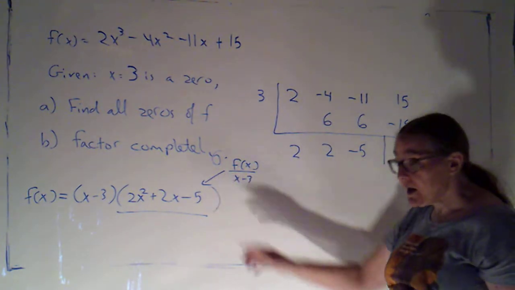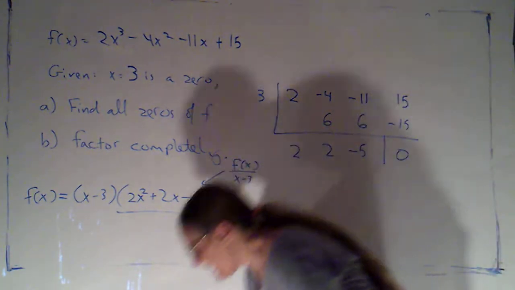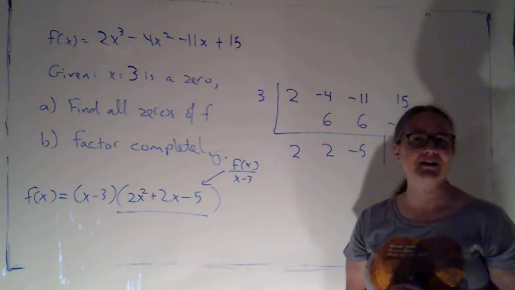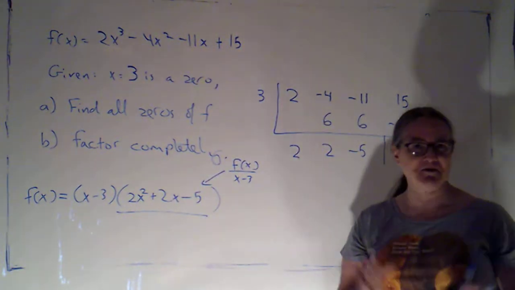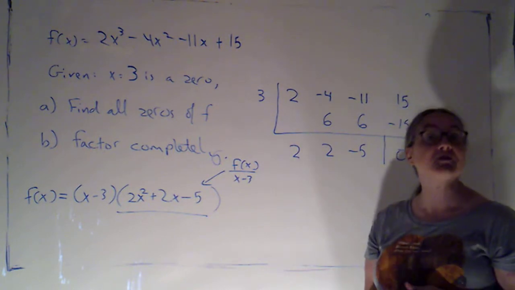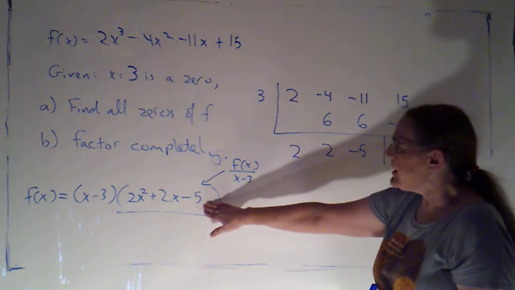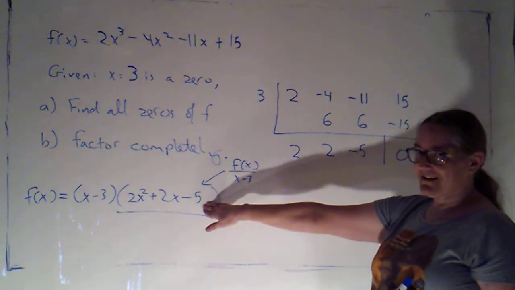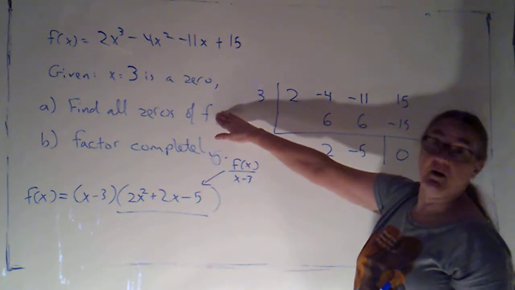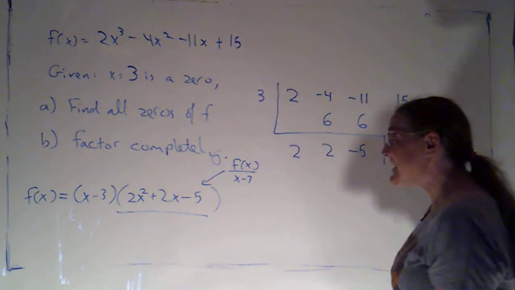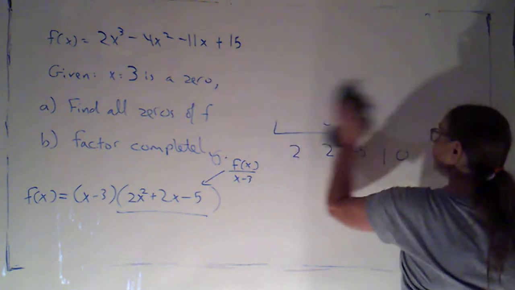I know that zeros correspond to factors. Sometimes zeros are also called roots of a polynomial. Our book calls them zeros, so I'll try and use that vocabulary, but roots and zeros mean the same thing. All right, so if I can find the zeros of this, that's going to help me finish up part A, and that'll also help me finish up part B, because zeros will correspond to factors.